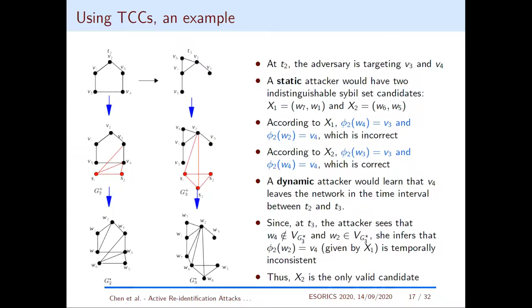But once the third snapshot is released, the attacker gains additional information. For example, we have that the vertex V4 is present in T2, but it's no longer present in T3. And the adversary is able to use that information to deduce that the re-identification given by X1, where the pseudonym assigned to V4 is W2, is not consistent because W2 continues to exist in T3, but whatever pseudonym was assigned to V4 is supposed to not be used in T3. That allows the adversary to deduce that X2 is the only valid candidate, and the re-identification deducible from X2 is then taken all over the set of the three snapshots.